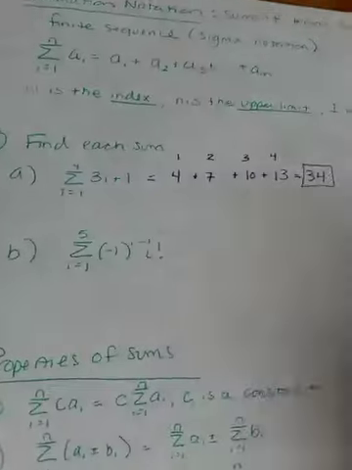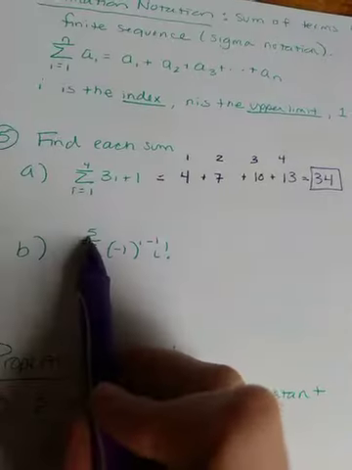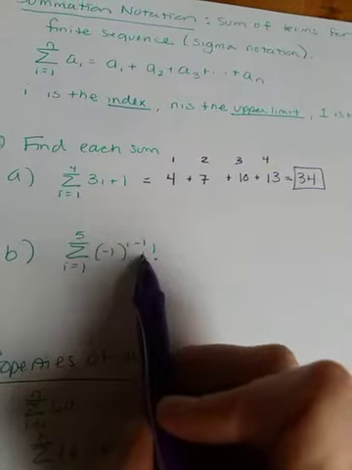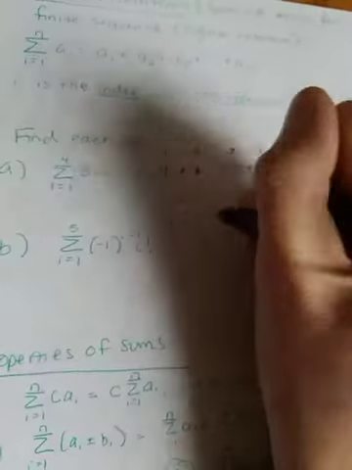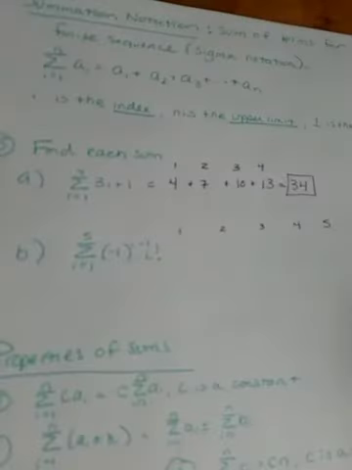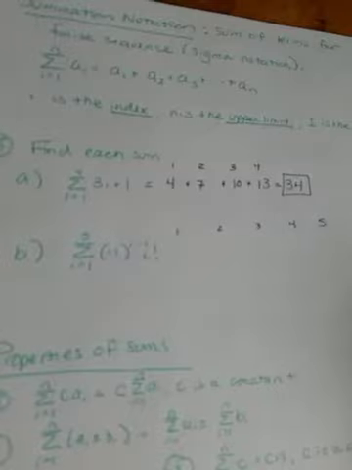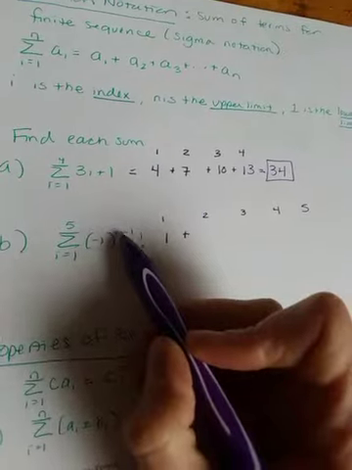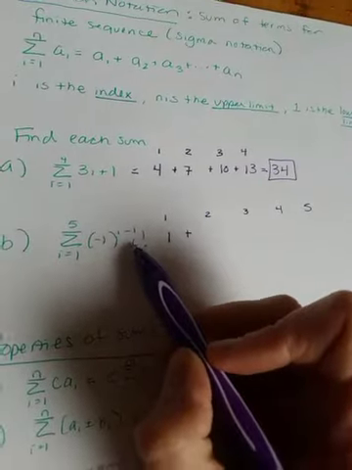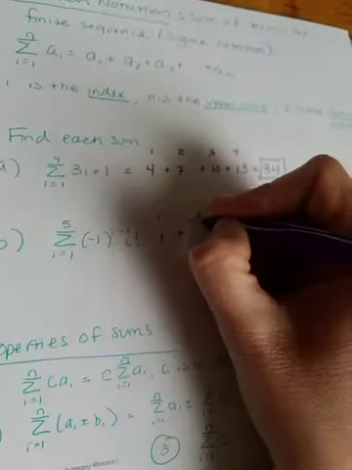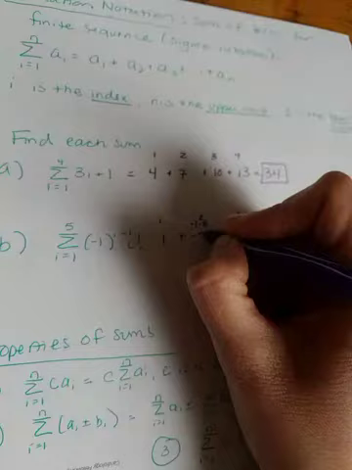Okay. For part B, your lower limit is 1, your upper is 5. You're doing quantity negative 1 to the i minus 1 times i factorial. So we're doing 1, 2, 3, 4, 5. When you put 1 in there, we're going to have negative 1 to the 0 times 1 factorial. So that's going to give us 1. The second term is going to be negative 1 to the first, which is negative 1, times 2 factorial. 2 factorial is 2, so it's going to be negative 2.